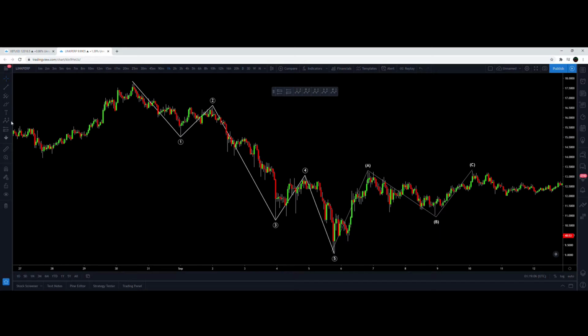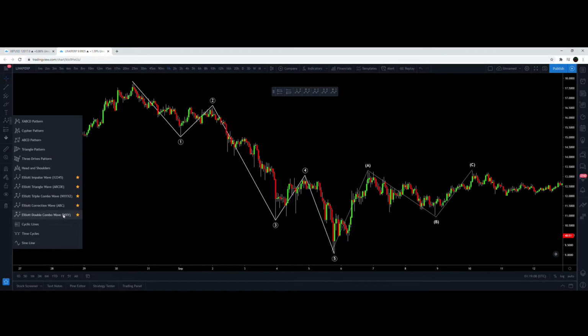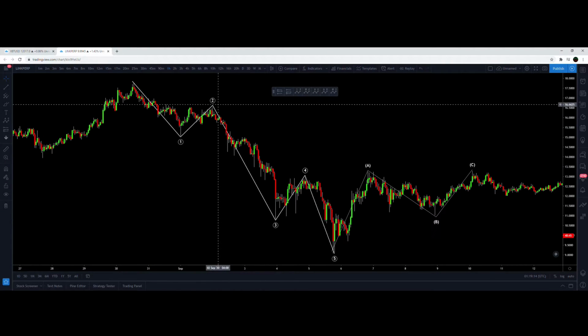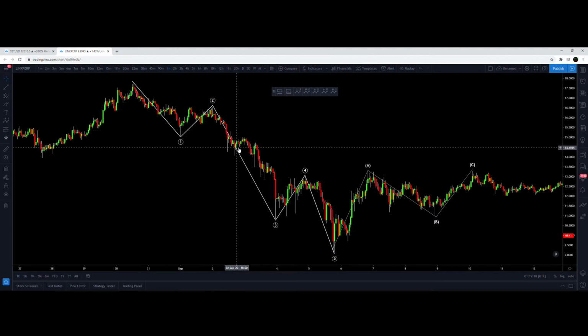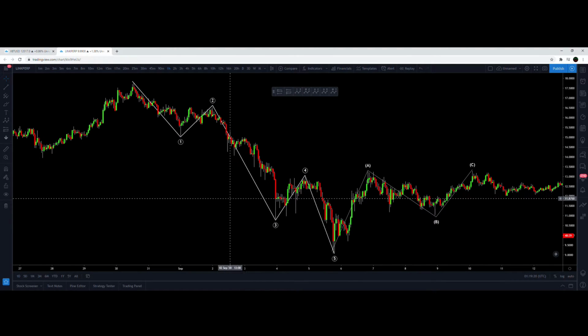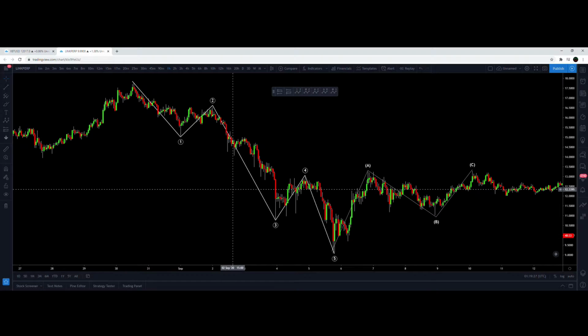Not to mention, look how many types of corrections there can be. And let's not also mention that within each one of the waves, there are impulses and corrections within the waves. So there's waves within waves within waves, corrections within corrections, within impulses. It gets to be way too much.